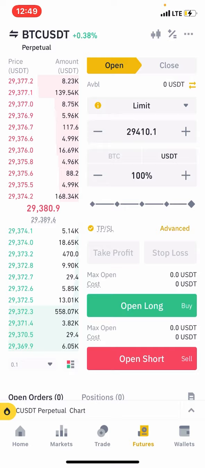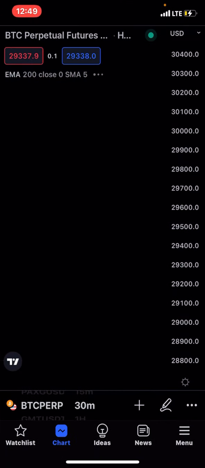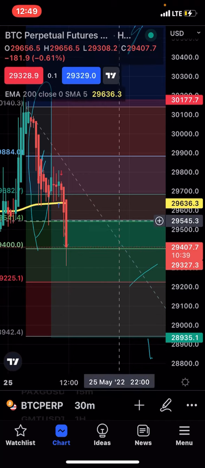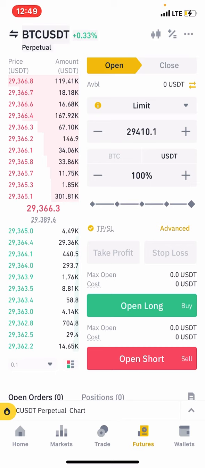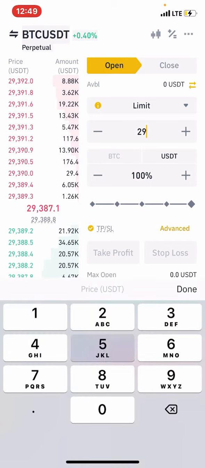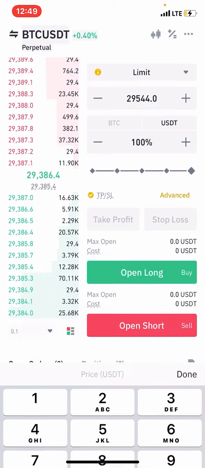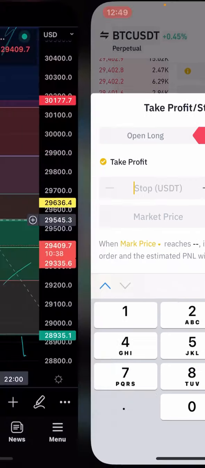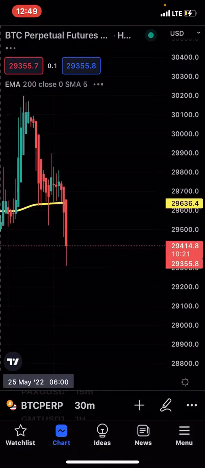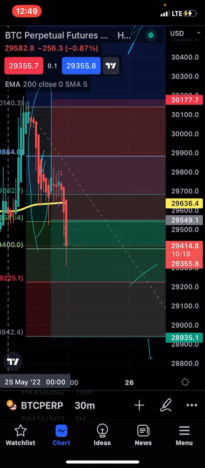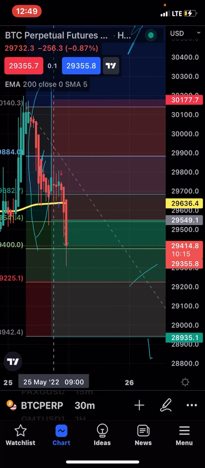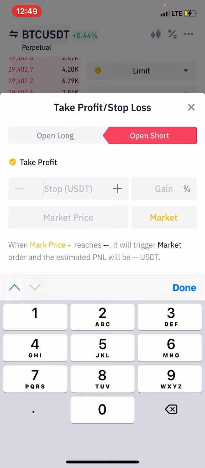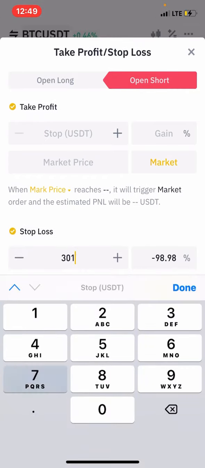Now remember my entry position is at $29,545. So I'll come here, I'll input 29,544. Then I'll now click on advance. My take profit, open short. My stop loss is somewhere around 30,177. So my stop loss, see, my stop loss is 30,177.